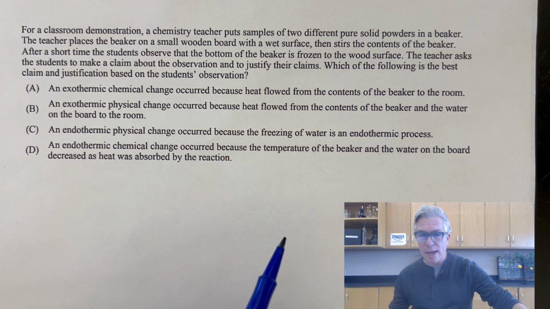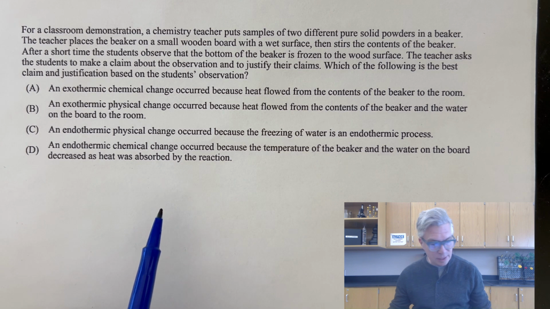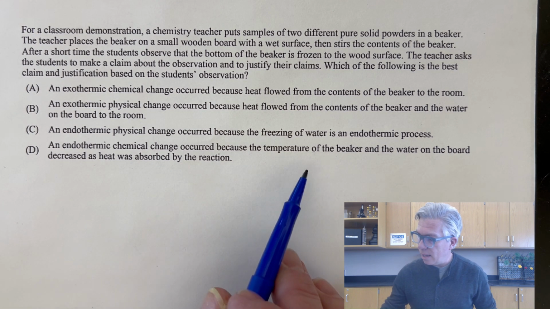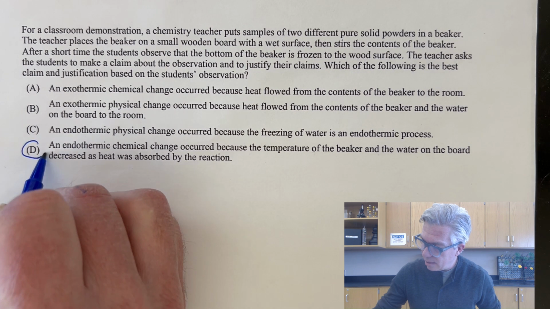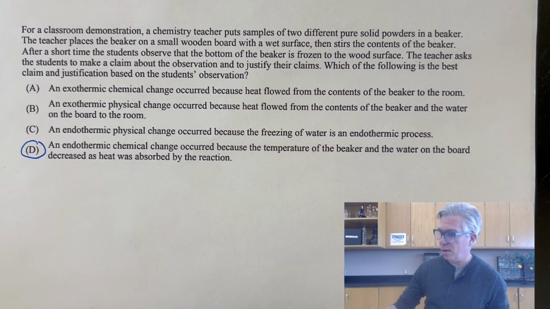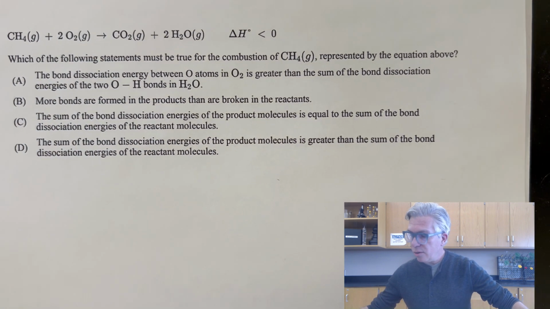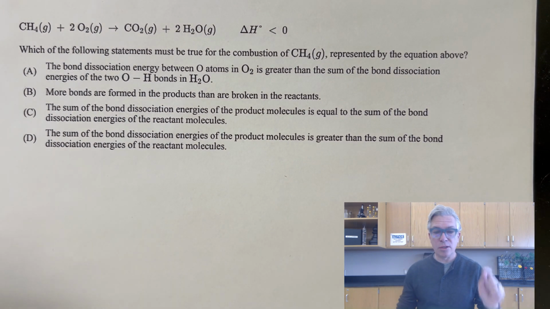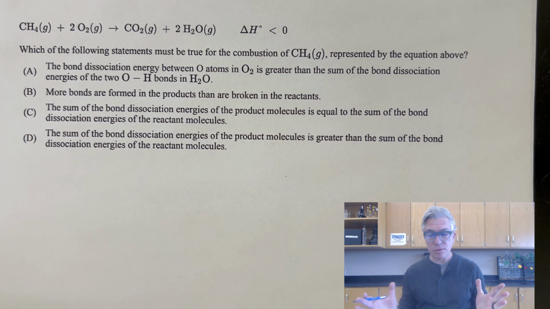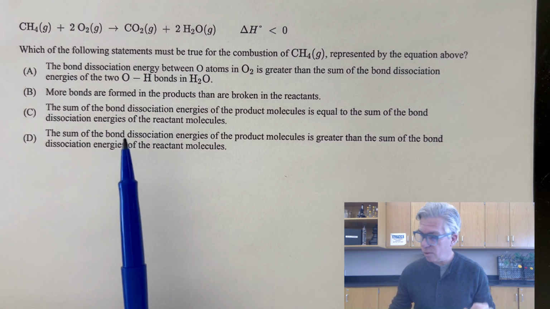All right, so what happened? The temperature went down and the beaker got frozen to the surface, which tells me that it's an endothermic reaction, and the temperature of the beaker and the water on the board decreased as heat was absorbed from the water into the beaker. So that was an endothermic type reaction. Okay. As you're going through these questions, if you want to just continually pause the video so you can read it through on your own, I highly recommend that. And then you can make your guess, and then I'll run through it as well.